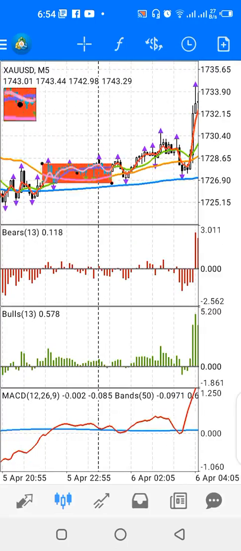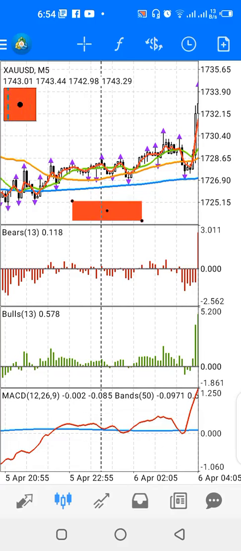Now the blue line is my trend line. Above the blue line tells me bullish trend. Below, if they all cross below the blue line, I get bearish trend.